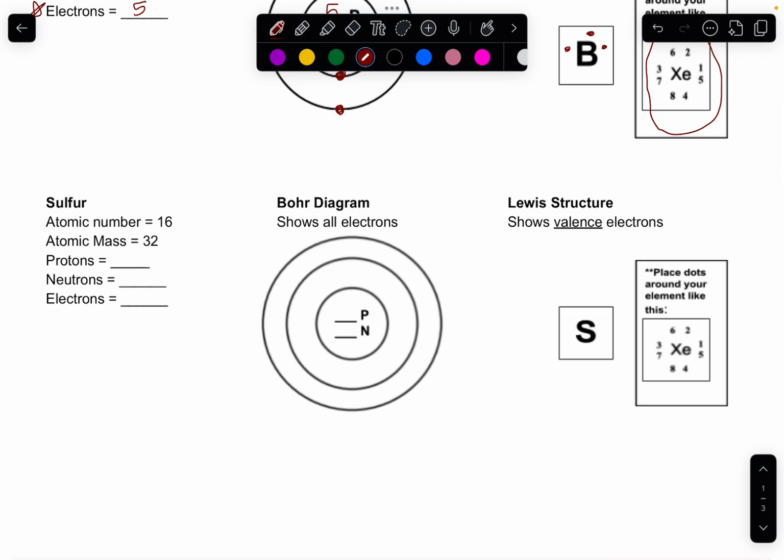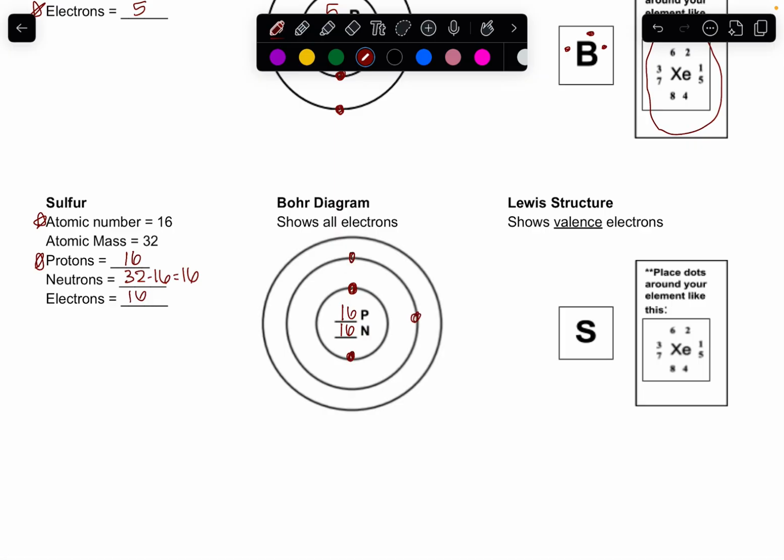Sulfur has an atomic number of 16. I know that that means that it also has 16 protons and 16 electrons right now. For my neutrons, my mass is 32 minus 16 protons gives me 16 neutrons left. I put my protons and my neutrons in the middle. I'm going to place my 16 electrons now. I put 1, 2, but now my first energy level is full. I need to keep going.